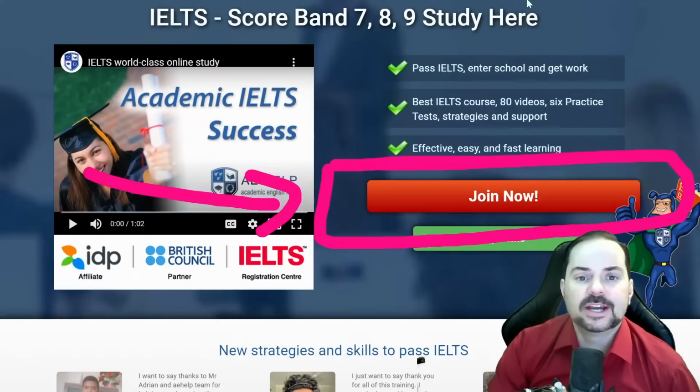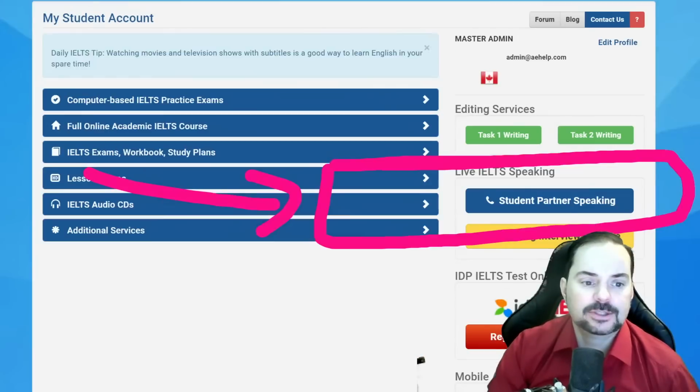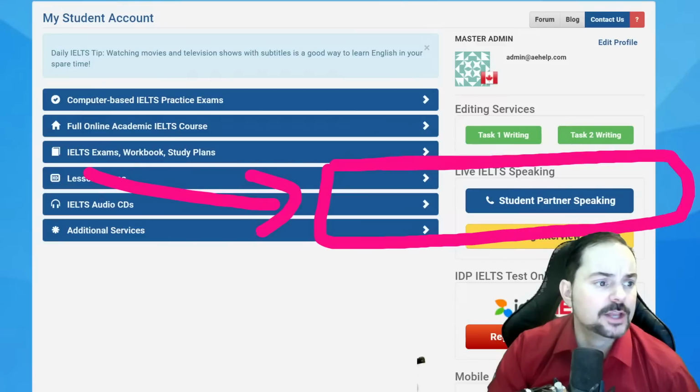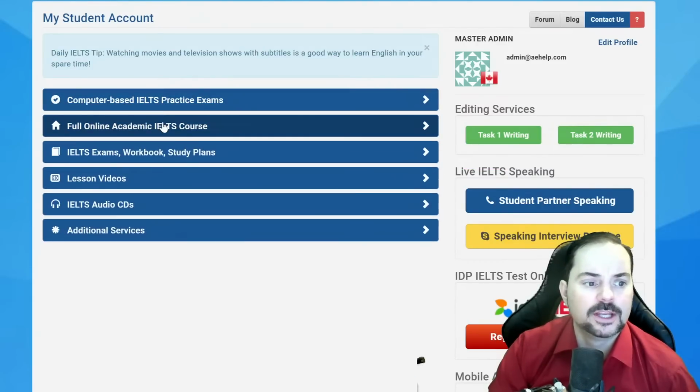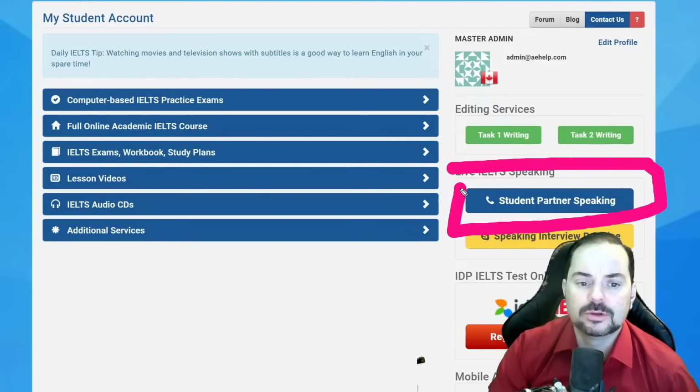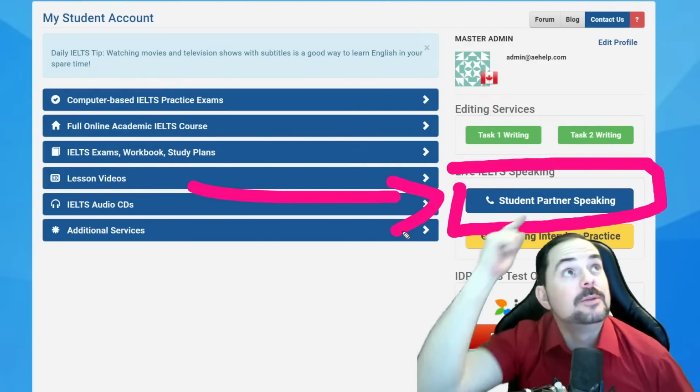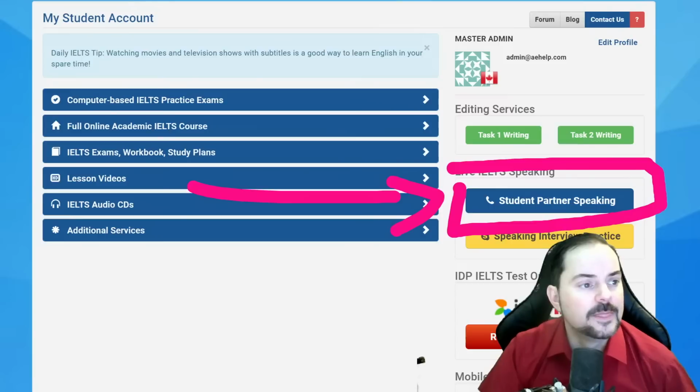And then once you're there, you're in your My Student account. You've got your computer-based practice exams. You've got your full interactive course. You've got a lot of goodies. And you've got this student partner speaking. Again, that's just right above my head there. Click on that.